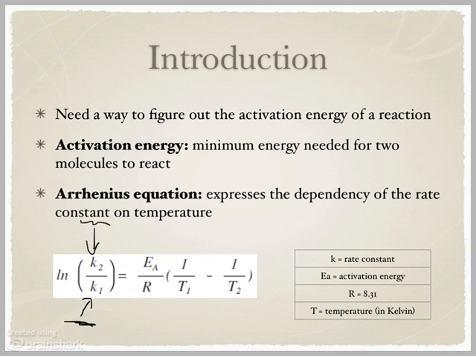And that's going to be equal to your activation energy, which is just EA, over your constant, which is 8.31. That's one of the gas constants that you could possibly use; we used a different one before. And that's multiplied by 1 over the initial temperature minus 1 over the final temperature.